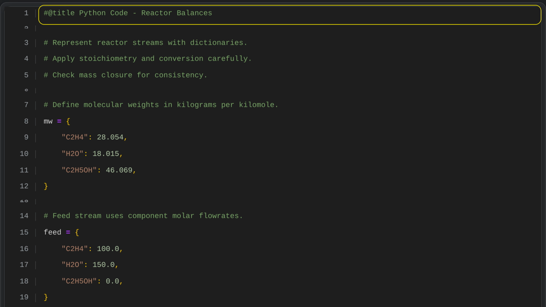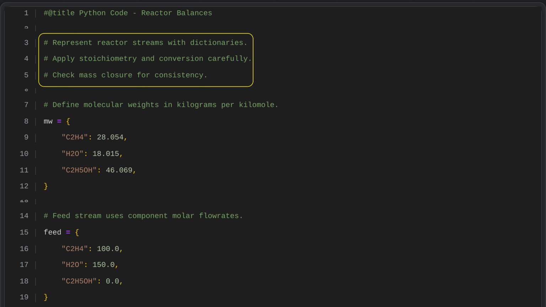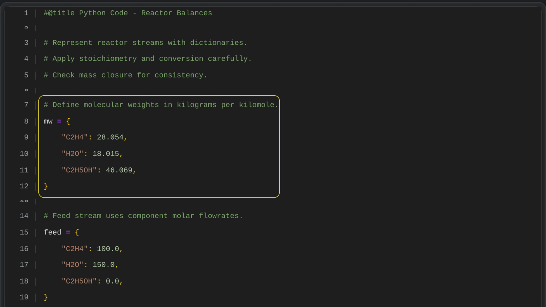Python code. Reactor balances. Represent reactor streams using dictionaries, apply stoichiometry and conversion with care, and verify mass closure to ensure the results are consistent. A dictionary is created to store molecular weights for selected chemical compounds. Each entry links a compound's formula to its molecular weight in kilograms per kilomole. This makes the values easy to reuse in later mass flow and balance calculations.